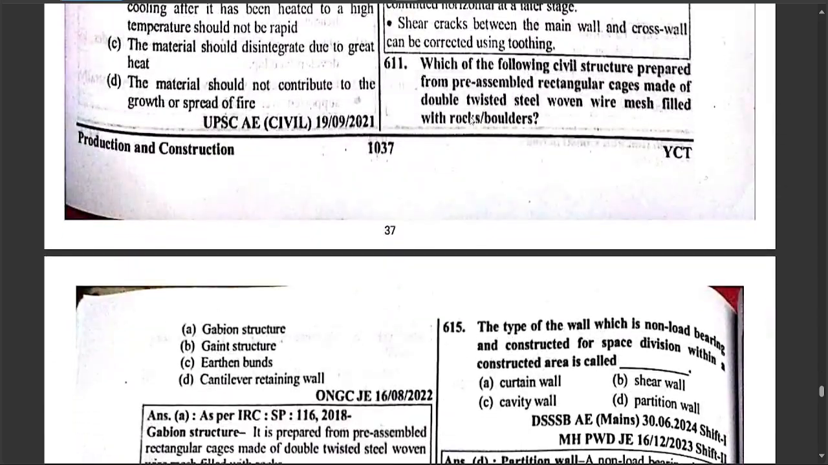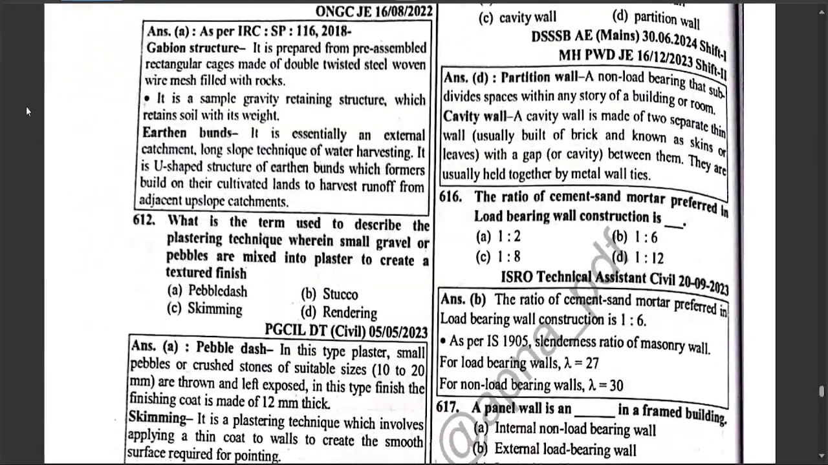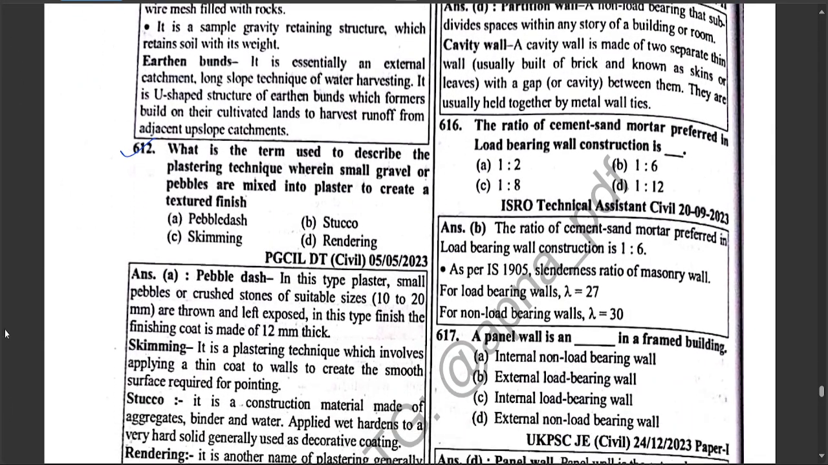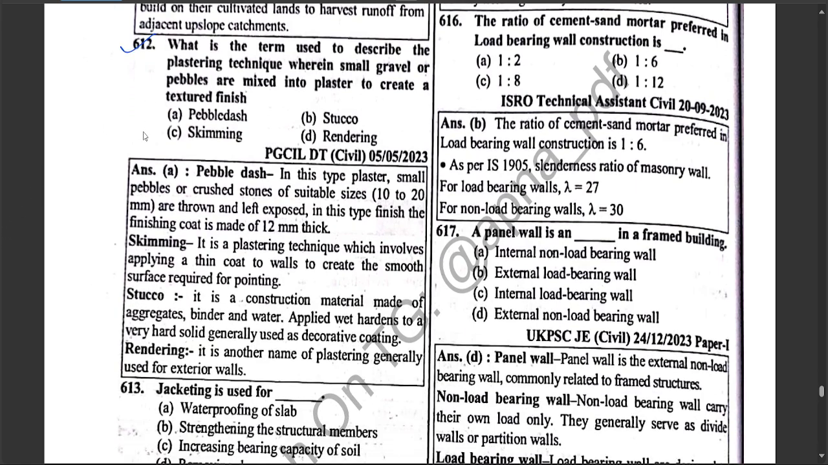Which of the following civil structures is prepared as a pre-assembled rectangular cage made of double twisted steel woven wire mesh filled with rock? A Gabion structure. What is the term used to describe the plastering technique wherein small gravel or pebbles are mixed into plaster to create a textured finish? Pebbles.